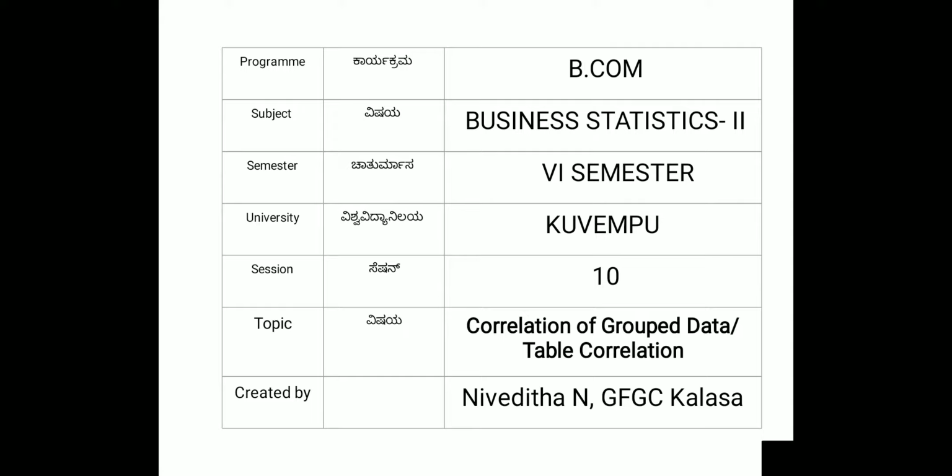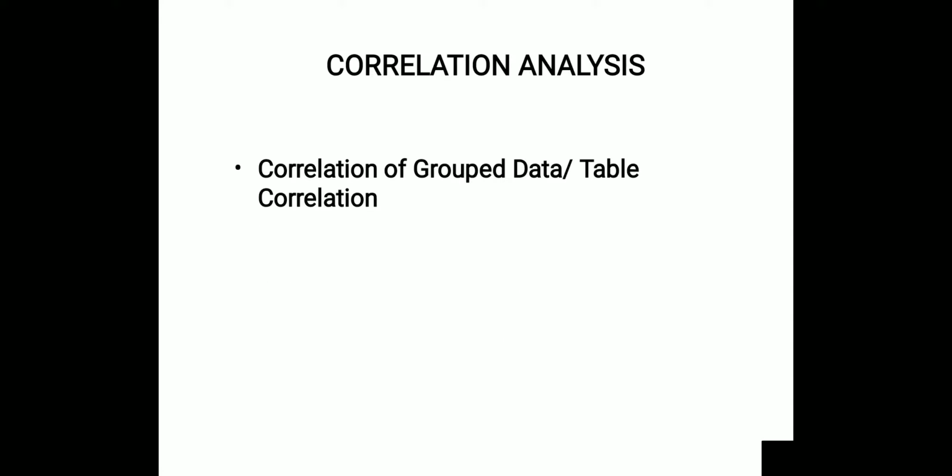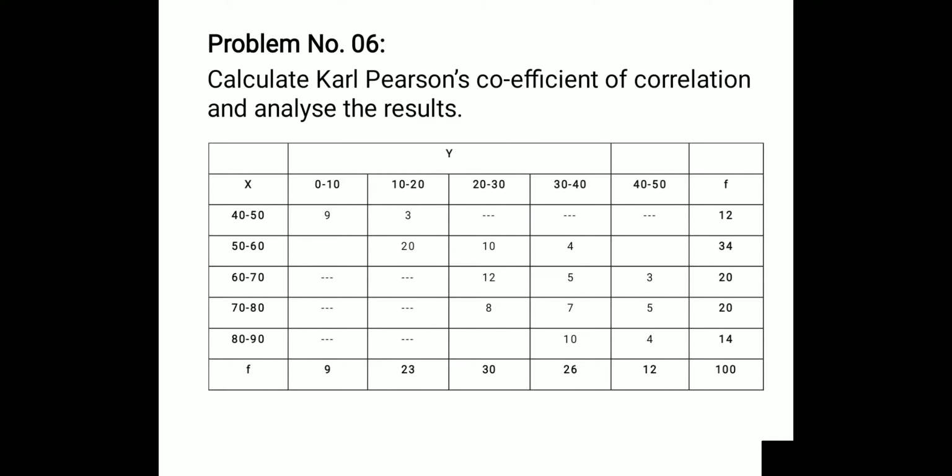In the present session, we will discuss one more illustration which is related to the grouped data or the table correlation method. So, this is a bivariate table, and by looking at this, we can understand that this is a table correlation method or the multivariate table that we can see. You should calculate the correlation coefficient based on these values.